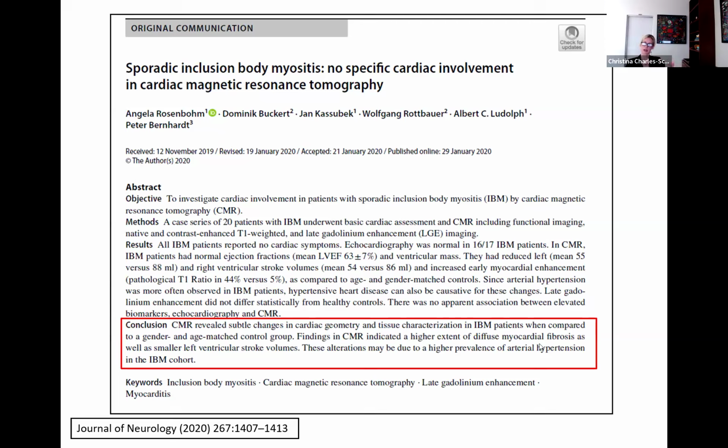So they're kind of saying there are abnormalities there. We don't know why. And maybe it's because there's more hypertension, right? So again, not conclusive, but definitely there are some changes there. And they can't tell you if it's the IBM because their control group was different and had less hypertension.